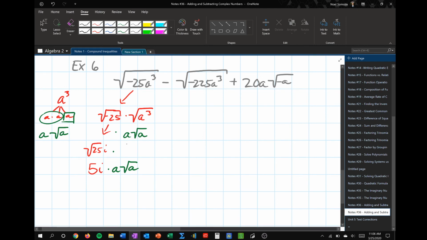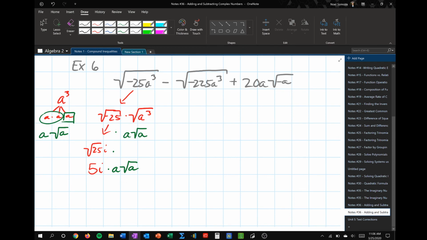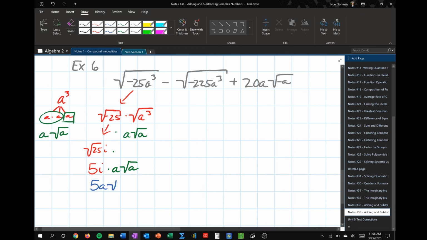Okay, now you see, I don't like how this is written because I don't like i being in between the coefficient and the variable. It should be at the end. So I'm going to rewrite this as 5a root a and then i at the end. Okay, and I'm much happier with that.